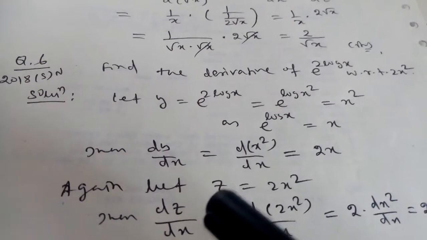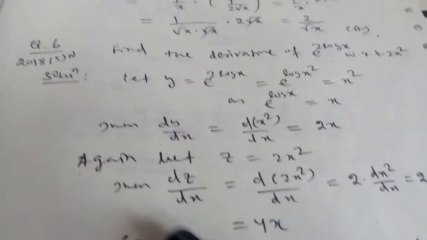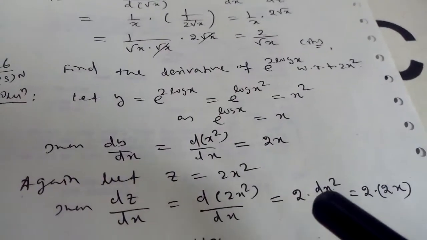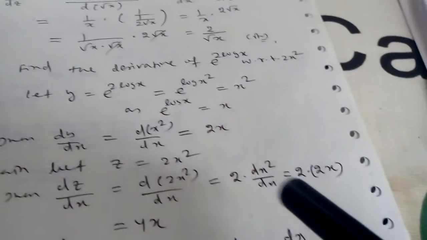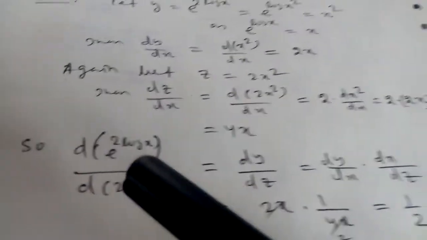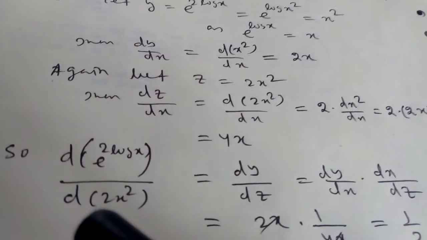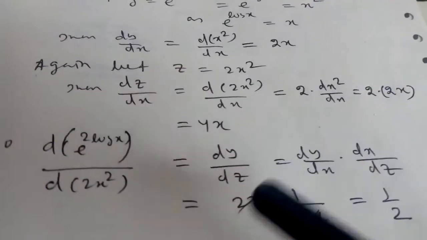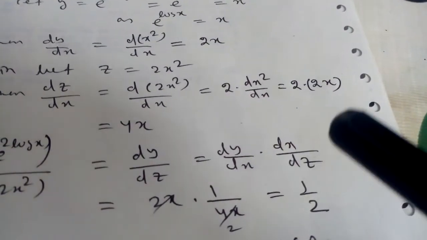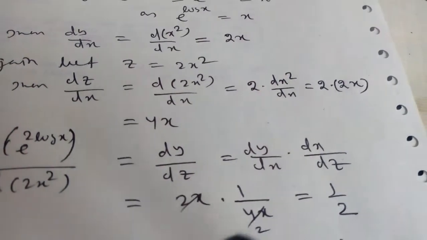Again let z is equal to 2x square. Then dz by dx is equal to derivative of 2x square with respect to x. So this is equal to 2 into derivative of x square with respect to x, is equal to 2 into 2x, which is equal to 4x. So derivative of e to the power of 2 log x divided by derivative of 2x square is equal to dy by dz, is equal to dy by dx into dx by dz, is equal to 2x into 1 by 4x. So which is equal to 1 by 2.